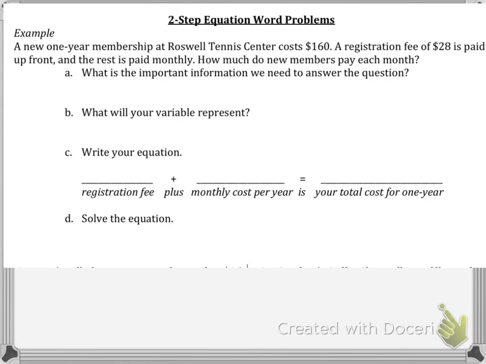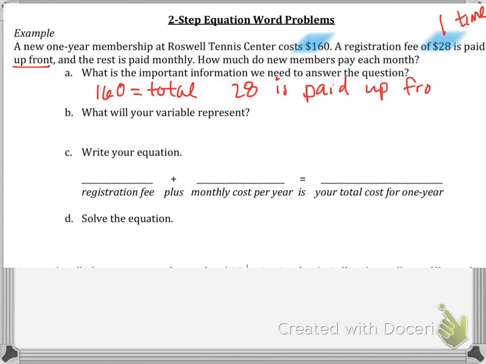Alright, so a new membership for 1 year costs $160. A registration fee of $28 is paid up front. So that's a one-time thing. And the rest is paid monthly. How much do new members pay each month? Alright, so the important thing that we need is that 160 is the total, and that 28 is paid up front, and it's looking for each month.